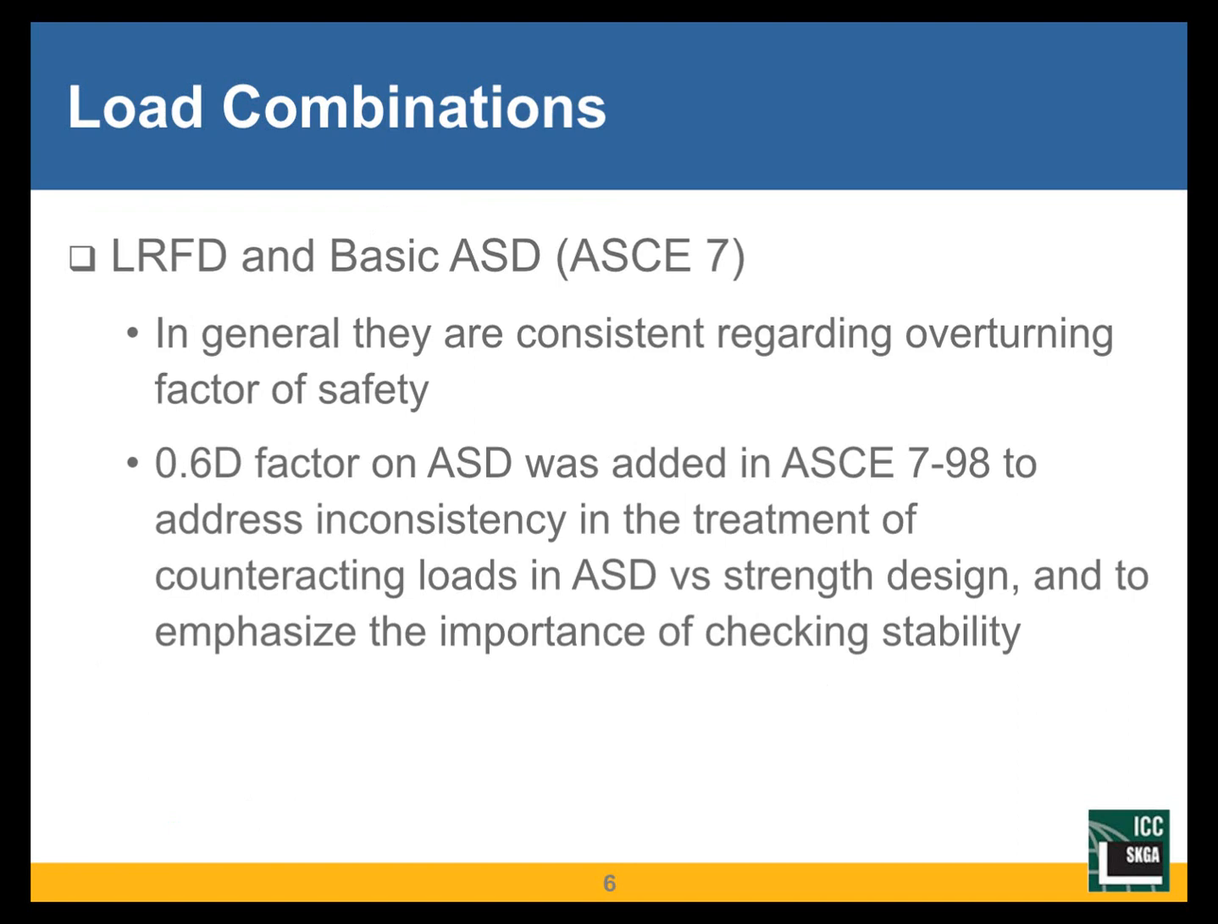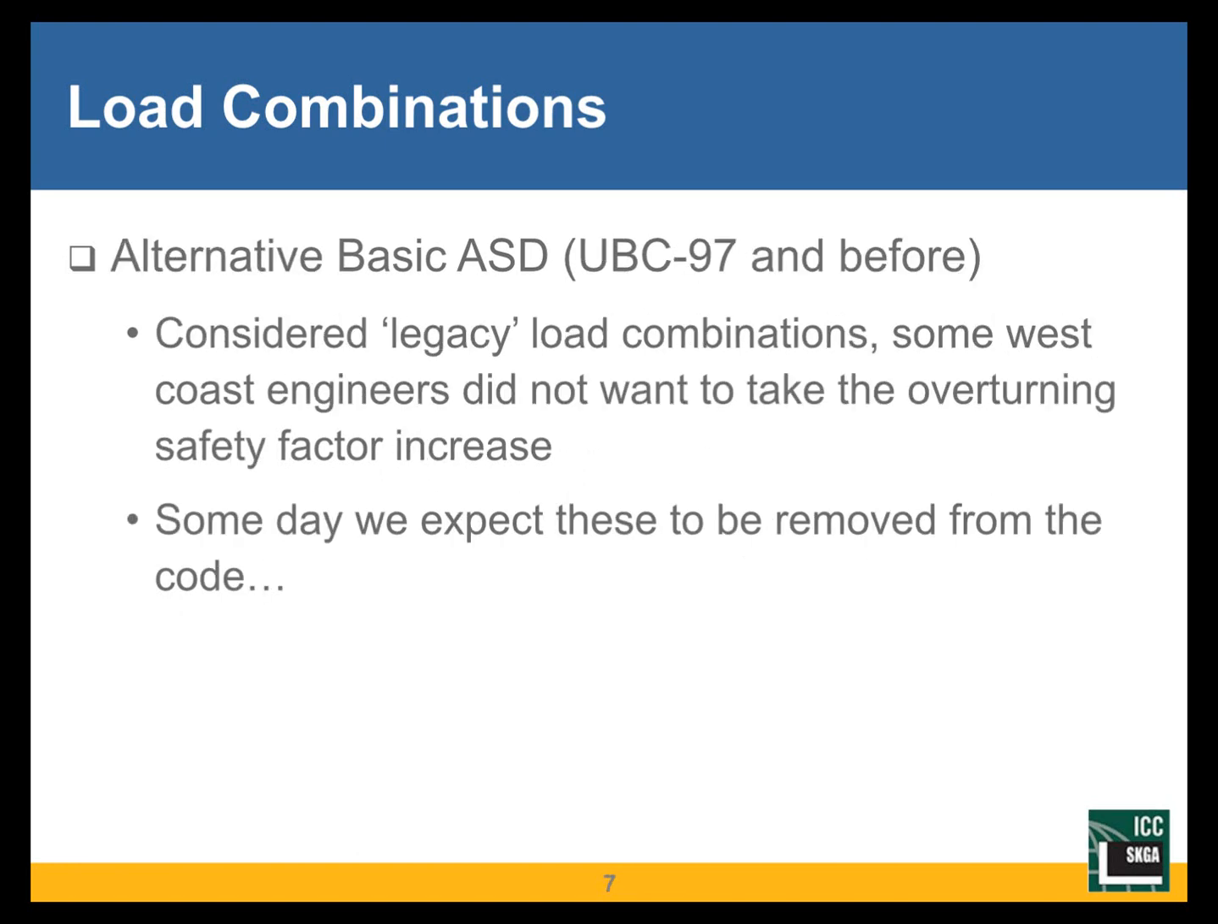So in general, if you compare the LRFD and the basic allowable stress design load combinations, which are taken directly from ASCE 7, these are relatively consistent regarding overturning factor of safety. The 0.6 dead factor on ASD was added in ASCE 7-98 to address the inconsistency in the treatment of counteracting loads when comparing allowable stress versus strength design, and it also just emphasizes the importance of stability in foundations. The alternative basic is actually from UBC 97 and before, and while they're still included in the IBC, they're considered legacy load combinations, and it's kind of a reaction to lobbying at the ICC level that some West Coast engineers did not want to take that overturning factor of safety increase. And someday we do expect that these will be eliminated from the building code, but for now they're available as an option to use.